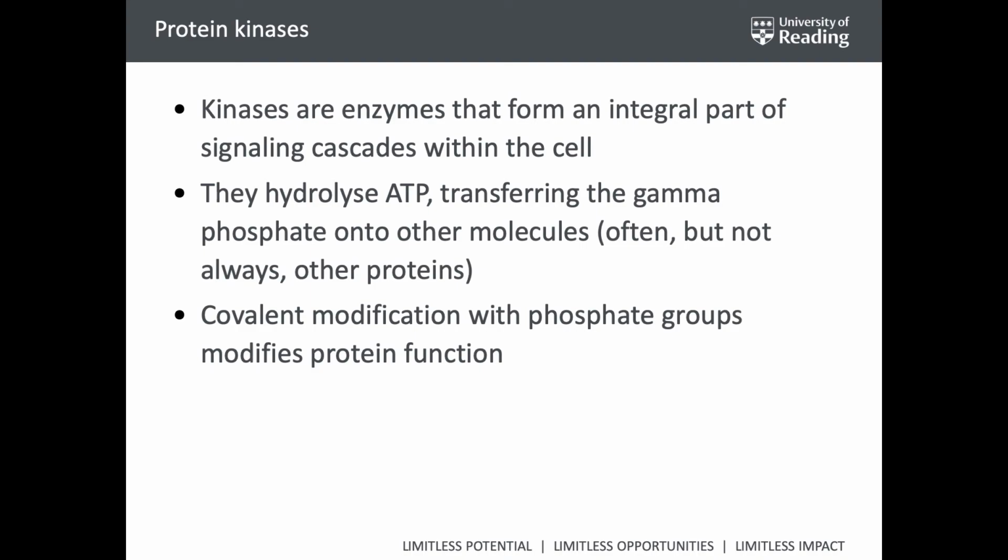And they carry out actually a fairly simple chemical reaction. They hydrolyze ATP, adenosine triphosphate, and they transfer the gamma phosphate of ATP, that's the final one in the three stuck onto it, onto other molecules. Sometimes, not always, but most frequently, to other proteins. By sticking a phosphate group onto another molecule, either another protein or other chemicals within the cell, you stick a very large charge group onto that molecule. By doing so, you alter the three-dimensional organization of that receiving substrate.